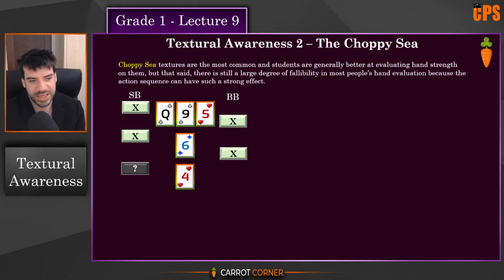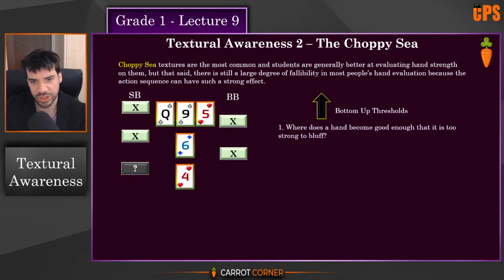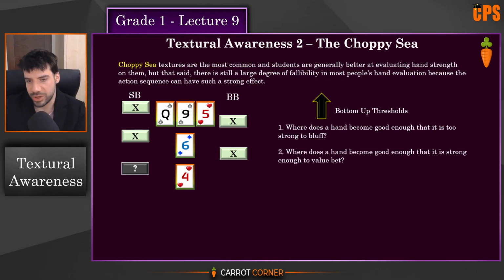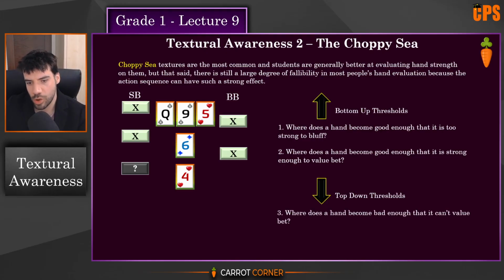Queen 9-5, 6-4. When we look at this situation, again, I would like you to go through the thresholds. Where does a hand become good enough, moving from the bottom up, that it's too strong to bluff? What's the first hand that cannot bluff due to its showdown value being too high? Where does a hand become good enough that it's strong enough to value bet? The first hand that's actually that good in our range. And then try the top-down thresholds that will be the other side of the border from these. Where does a hand become bad enough that it can't value bet, and where does a hand become bad enough that it's allowed to bluff for the first time, being devoid enough of showdown value?